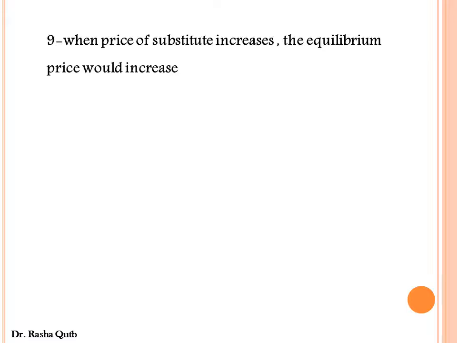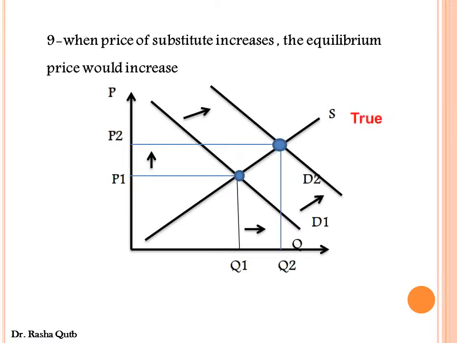Number 9. When the price of a substitute increases, the equilibrium price would increase. This sentence is true. First of all, the price of a substitute is considered a factor on the demand side, which affects the demand side of the market. In this case, when the price of the substitute increases, this makes our main product cheaper. So the demand for the main product would increase.